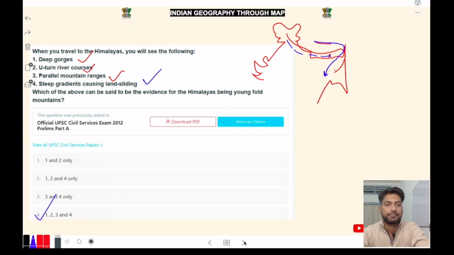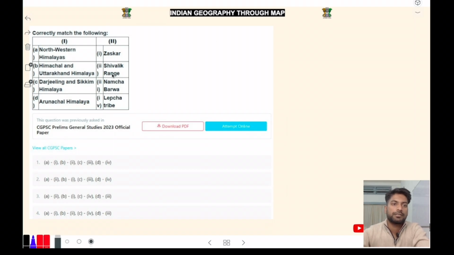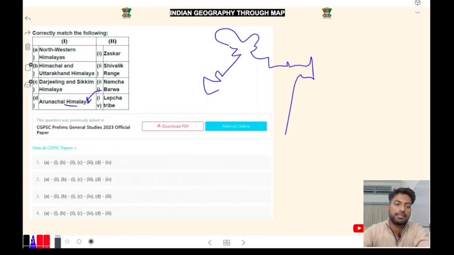Next. You can arrange this one. Look at what is where. Darjeeling and Himalaya, Namcha Barwa is in Arunachal. If you remember that the Namcha Barwa peak was there, it's in Arunachal Pradesh. So you will get D3. Which one has D3? These two have D3. Now check A, northwestern Himalaya. You will see the Zaskar range. Okay, A1. So this will be your correct answer.